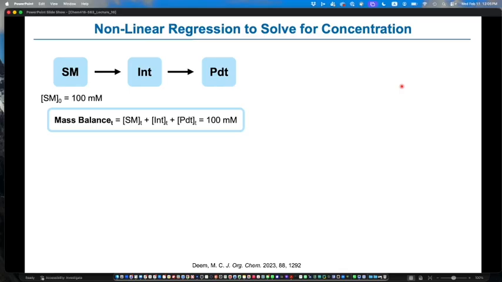Now again, that's a big hand-waving piece, but we start with that as a condition that we're going to put in: that I can observe all species throughout the course of the reaction. So that's the first one.